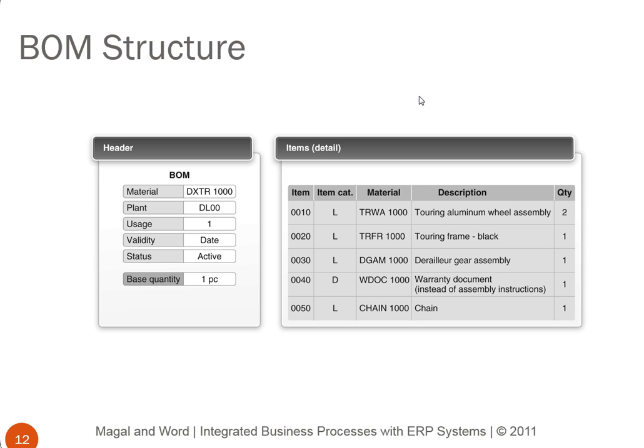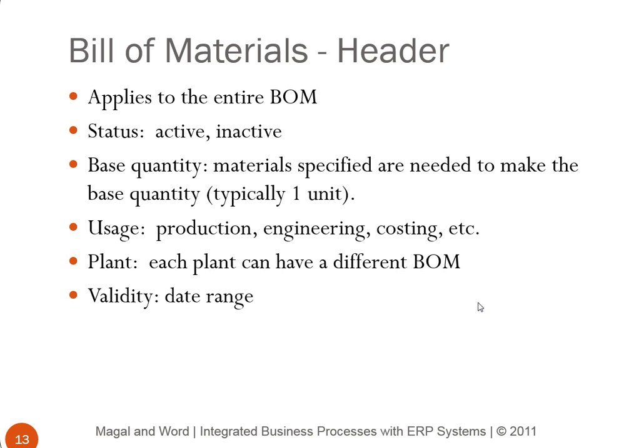The BOM, the bill of materials structure, in the SAP environment, has a header which lists the material, the plant that the material is coming from, what's the usage quantity, what's the validity of this order, and the status, and the items, basically listing the components.